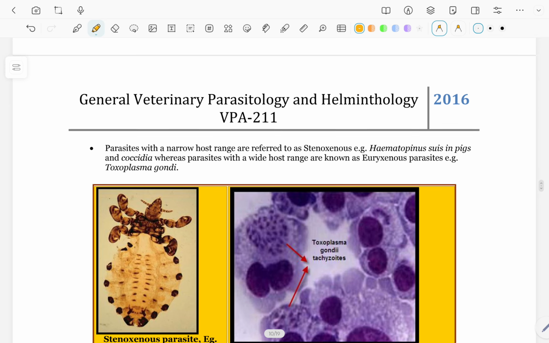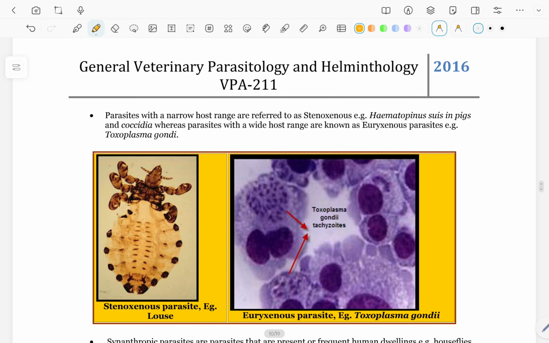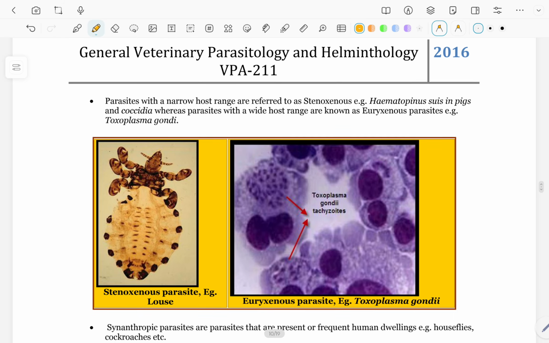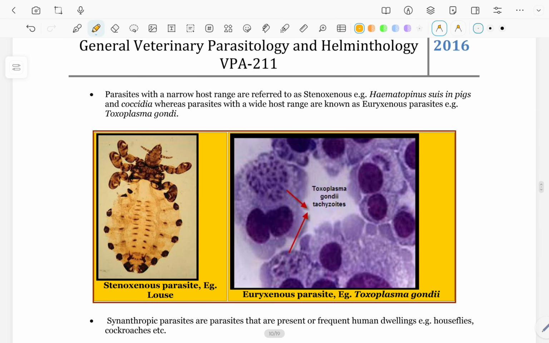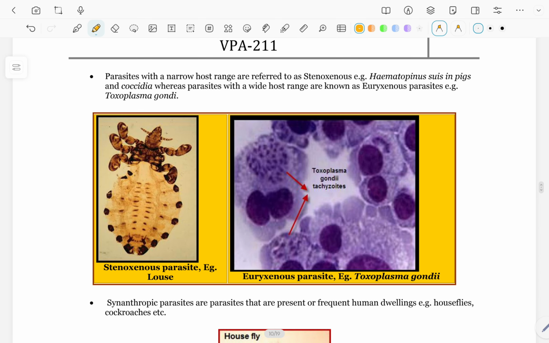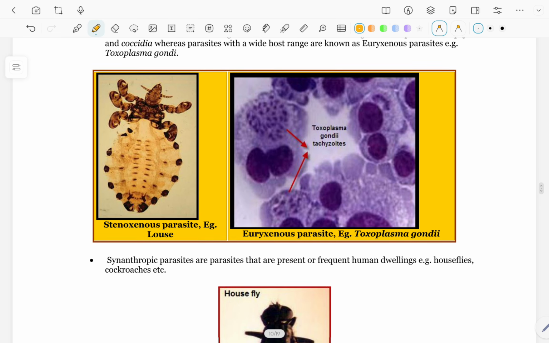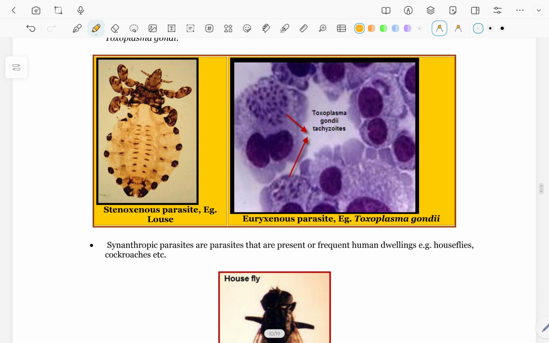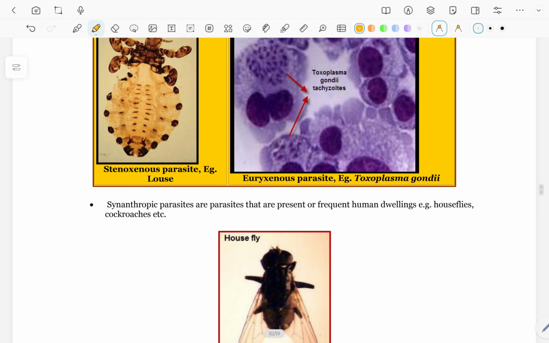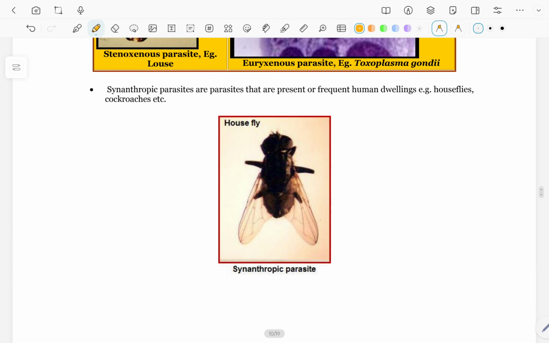Parasites with a narrow host range are referred to as stenoxenous. Example: Hematopinus suis in pig, and coccidia. Whereas parasites with a wide host range are known as euryxenous parasites. Example: Toxoplasma gondii. Synanthropic parasites are the parasites that are present in or frequent human dwellings. Example: housefly, cockroach, etc.